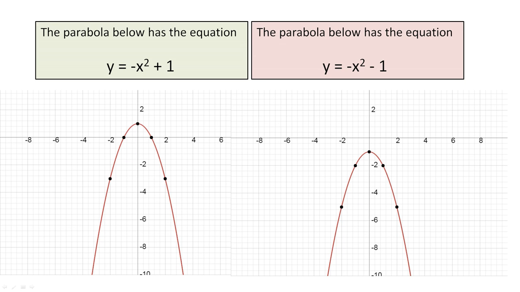The parabola below has the equation y equals minus x squared plus 1. So this plus 1 here moves the parabola one space in that direction. This parabola here has the equation y equals minus x squared minus 1. And this minus 1 moves that parabola one space down in that direction.